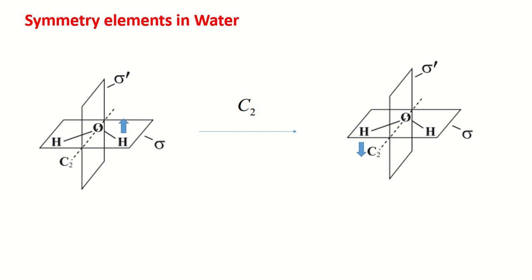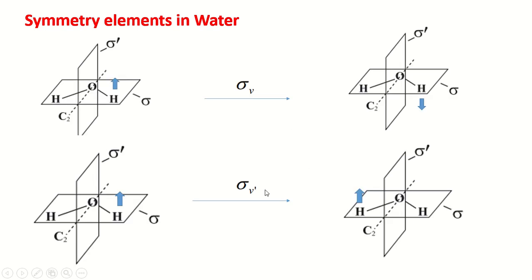We have already discussed that whether we apply the axis of rotation clockwise or anti-clockwise, there would be no difference, because the resultant operation would be the same. So in this case the resultant product would be the same, and the resultant product is like this one. We should keep in mind that after applying C2 rotation, we will get the product like this one, and after applying sigma V and sigma V dash, the products were like this one.